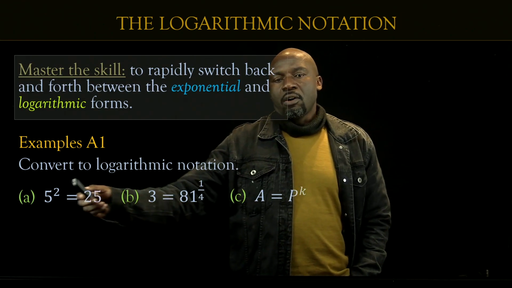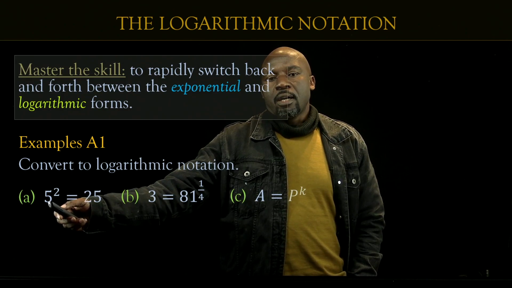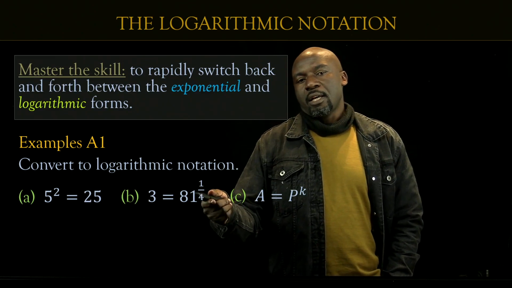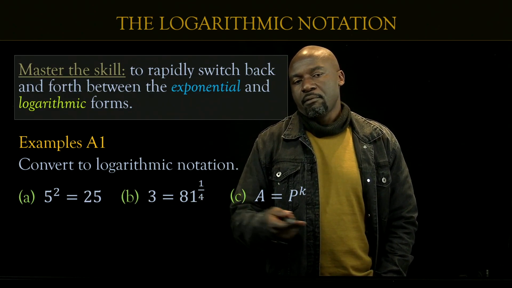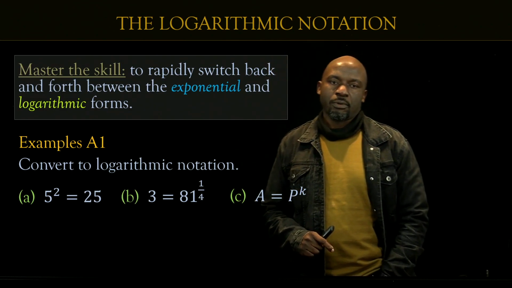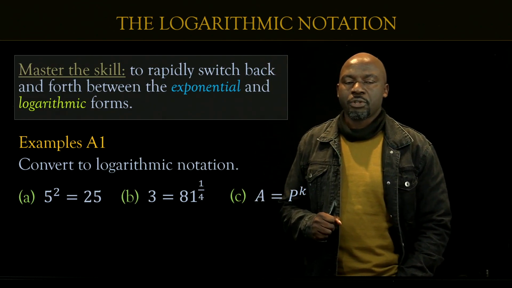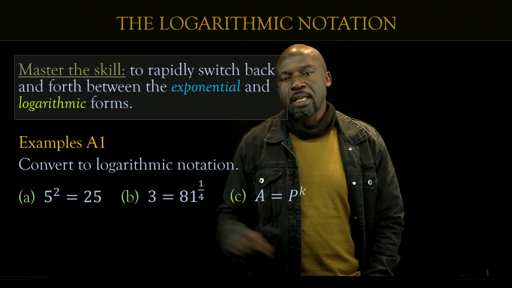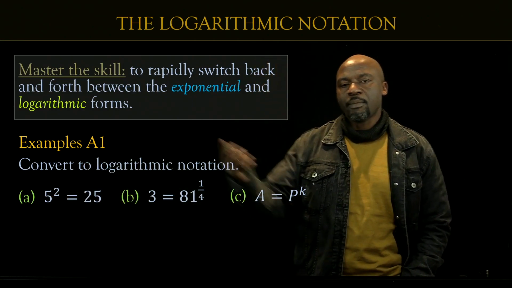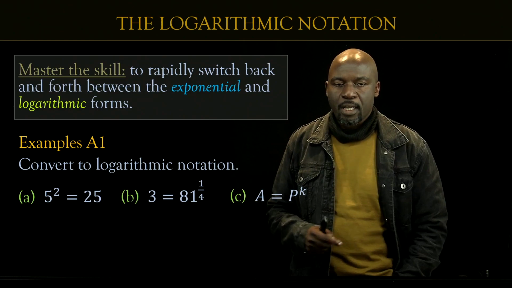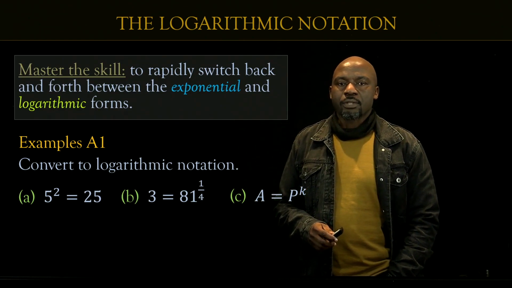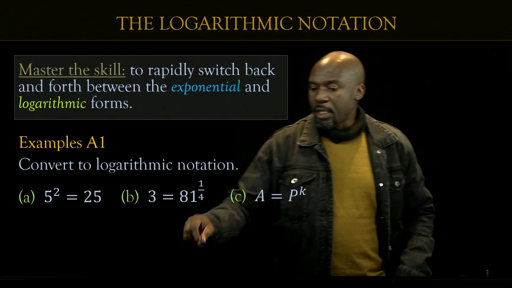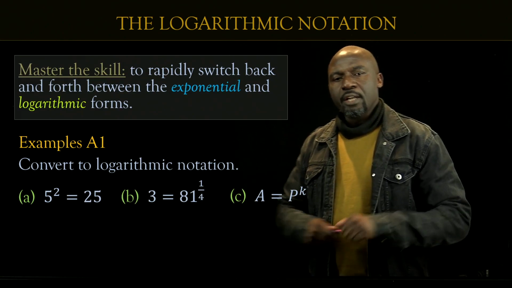So notice that in question A, the left-hand side has 5 to the power of 2. In questions B and C, the exponent is on the right-hand side. So that should not confuse you. I've put that intentionally so that you're able to always zoom in or locate where the power is, and you will always start with that power. It doesn't matter whether it's on the left or the right-hand side. Okay, so how do we convert those three expressions or equations into logarithmic notation?